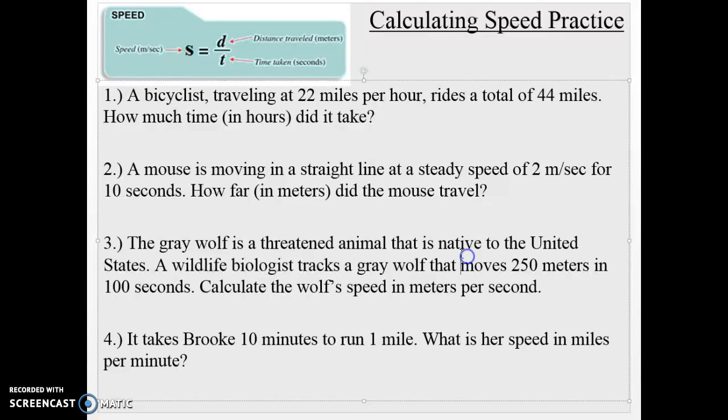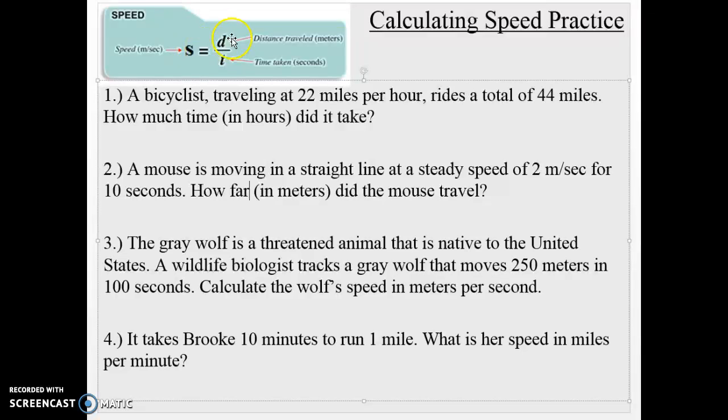Okay, the second example says a mouse is moving in a straight line at a steady speed of 2 m/s. Remember, this is meters per second, for 10 seconds. How far did the mouse travel? Again, you're solving for the distance. How far are you going? How far is it from one place to another? That's distance. So in this case, you're solving for the D.